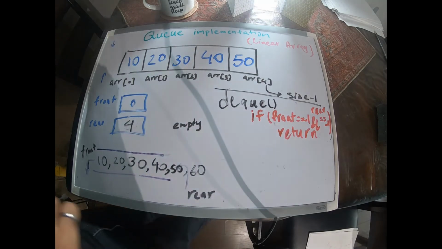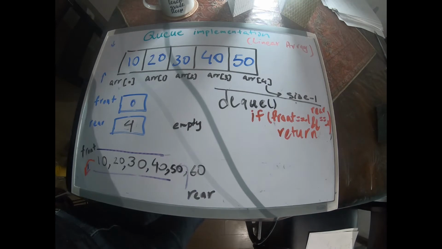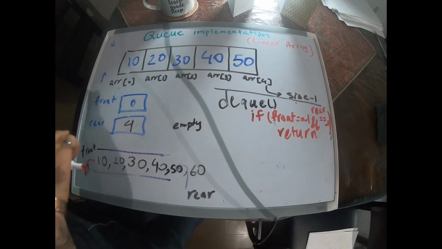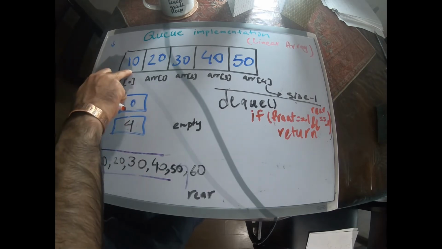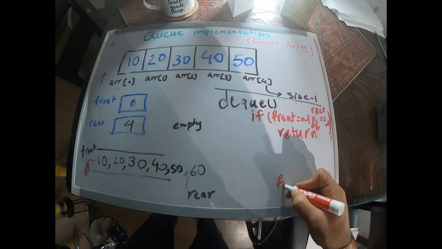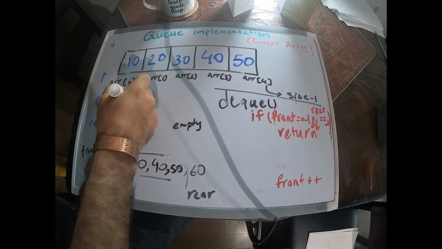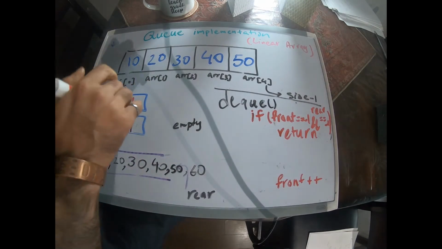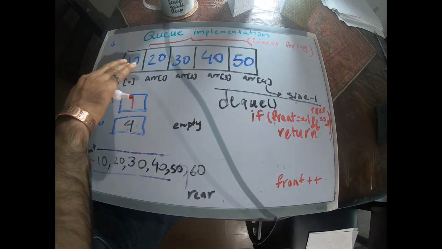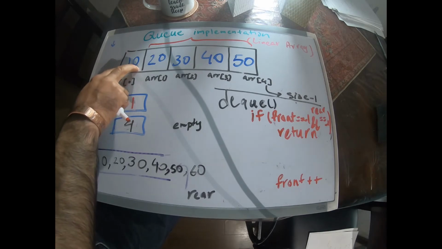If I want to dequeue, you remember that dequeuing happens from the front. So what I only need to do is change the front, right? Right now, our queue starts from this index to this index. If I say front plus plus, my front is going to change to 1. That means that my queue is only going to be from here to here. I don't care what's in this one. I don't have to change this one.